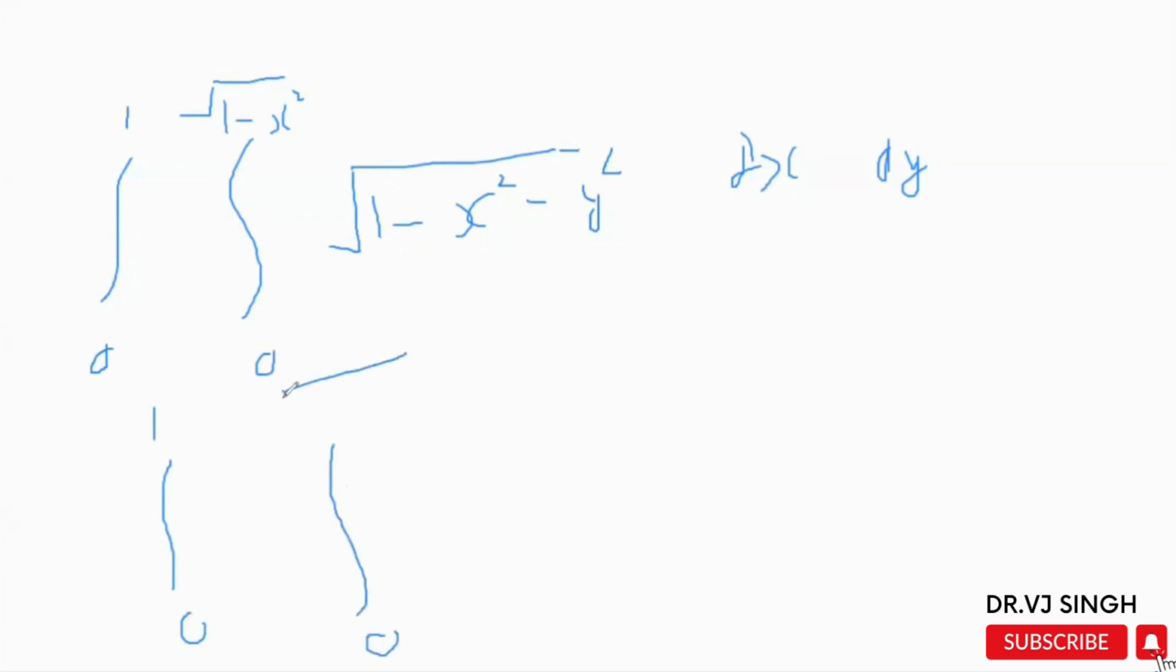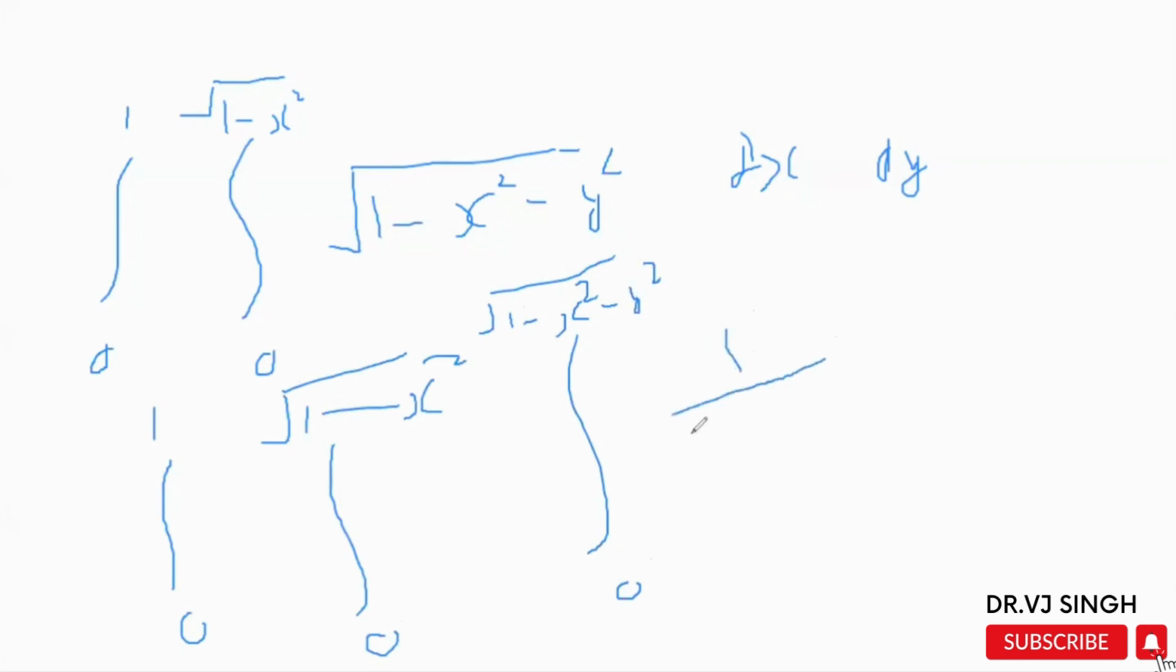And another question, like for this 0 to 1, 0 to 1 minus x square, 0 to suppose 1 minus x square y square. So here, like this, 1 minus x square minus y. So these are two types of question. One is like this, 0 to 1, 0 to 1 minus x square, and the second is this.